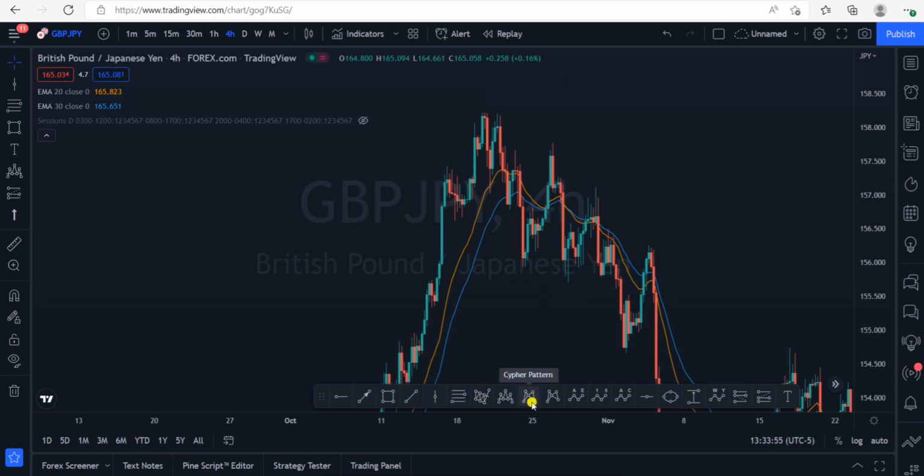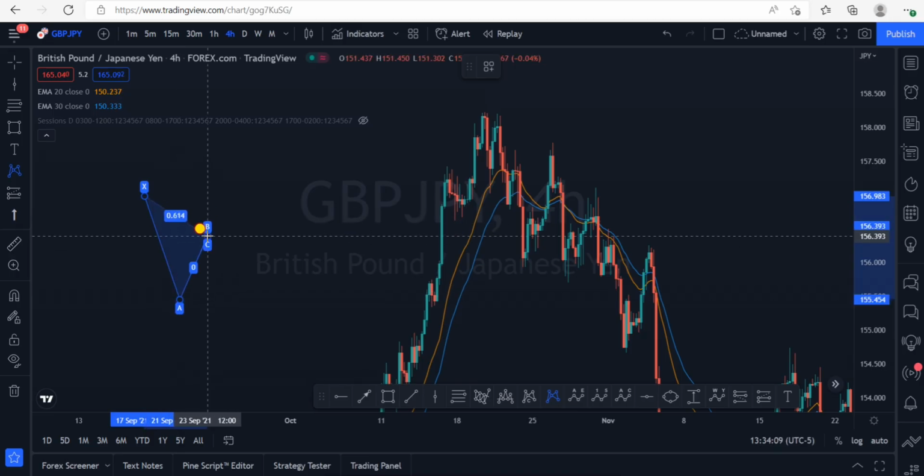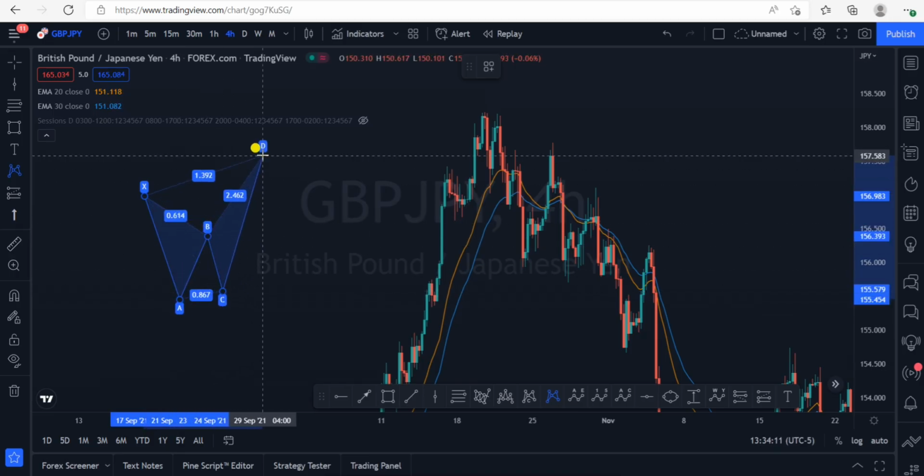You have the cipher pattern. I don't really use that. You have the XABCD pattern. I don't really use that either, but I can show you how it looks. Alright, this will be like harmonic patterns, bat, crab, etc. All these things, right? Or you can join from the other side.